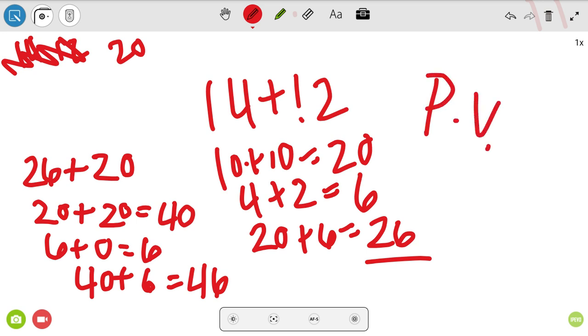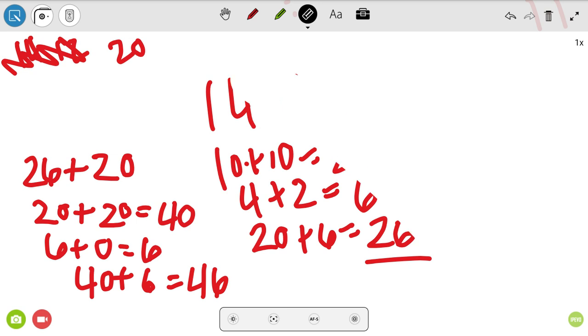You could use a number line. You could use base 10 blocks. You could do a variety of different strategies. What I'm looking for here is that you're chunking numbers and adding a couple of digits at a time, and not trying to add all 3 at the same time.